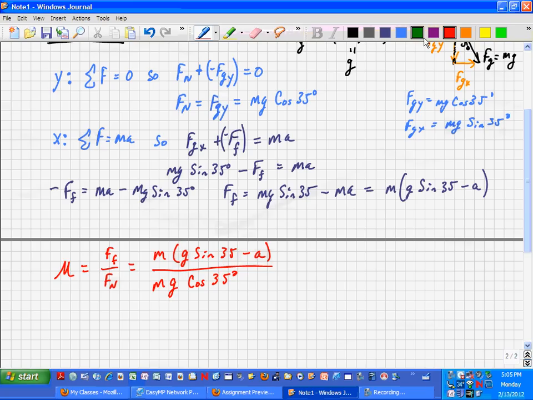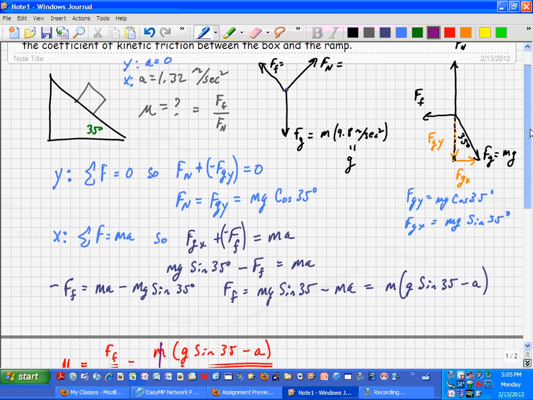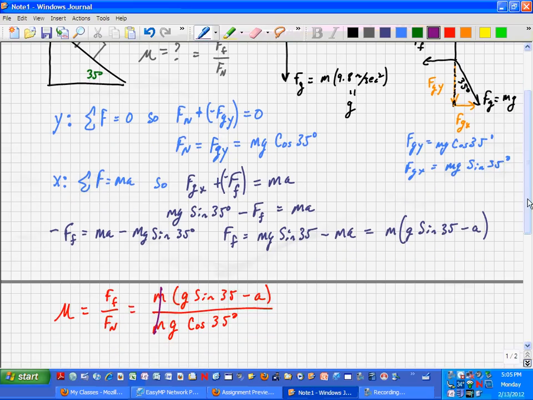I've got m on top, m on the bottom. Check it out. Look what happens. Basically, m cancels out. What I'm saying is that I don't really need the mass of this box. The mass of this box can be any mass I want. It doesn't matter what I make it, I'll still get the answer I need because mass doesn't matter. It drops out of the equation.